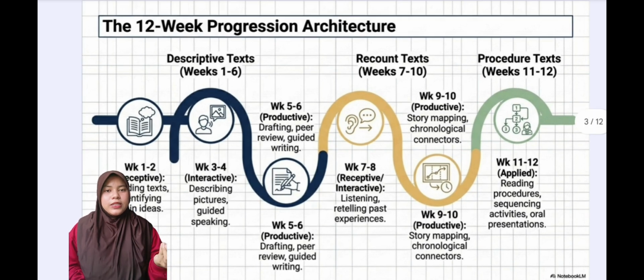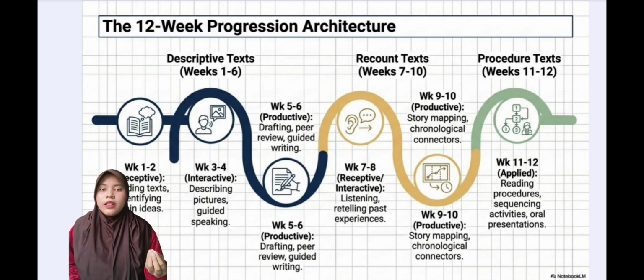Weeks 7 through 10 shift to recount text. Weeks 7 and 8 blend receptive and interactive modes, and students listen and retell past experience. Weeks 9 and 10 are productive, focusing on story mapping and the use of chronological connectors. Finally, weeks 11 and 12 form the applied stage for procedure text: reading procedures, sequencing activities, and delivering oral presentations.